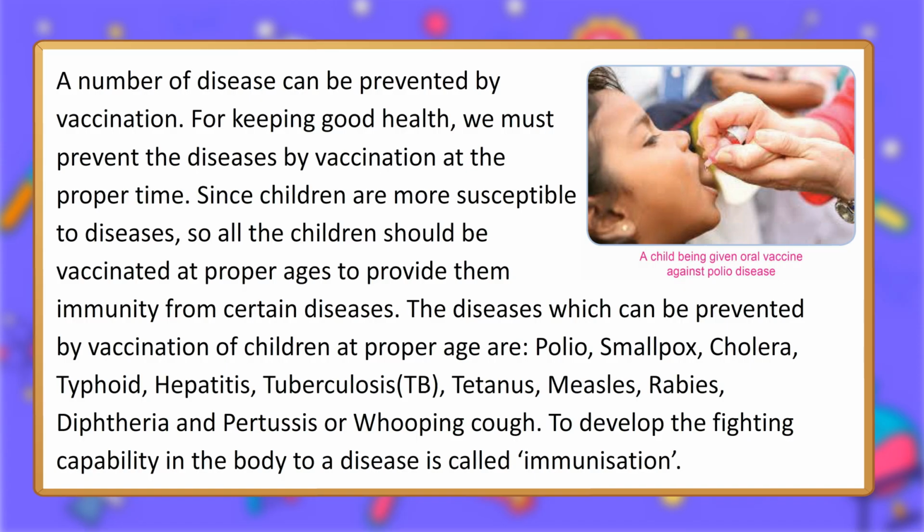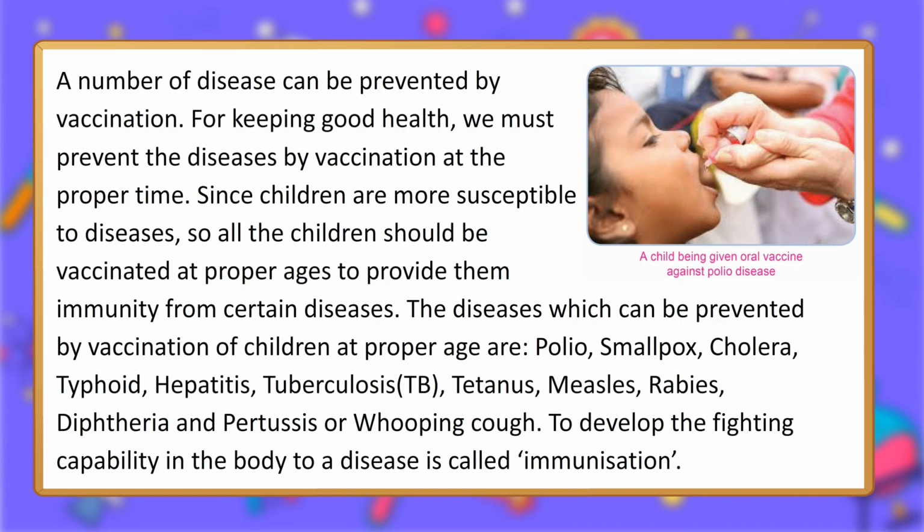Since children are more susceptible to diseases, all the children should be vaccinated at proper ages to provide them immunity from certain diseases. The diseases which can be prevented by vaccination of children at proper age are polio, smallpox, cholera, typhoid, hepatitis, tuberculosis (TB), tetanus, measles, rabies, diphtheria and pertussis or whooping cough.